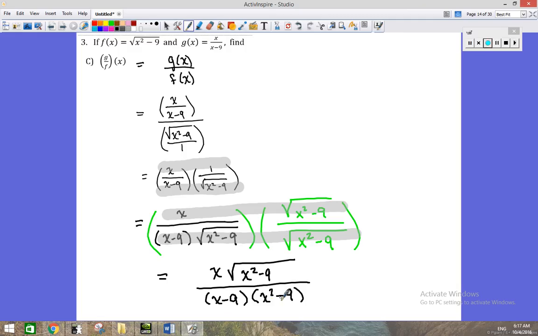X squared minus 9 does factor to x plus 3 and x minus 3, but nothing reduces. So you may see people leave our final answer like this, or if we rationalize the denominator, we'll get an answer like that.